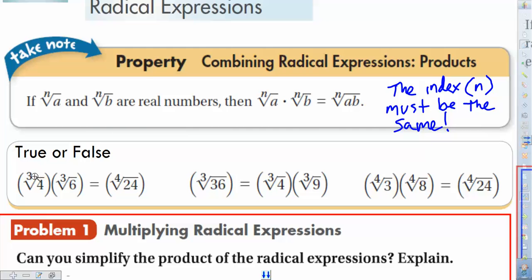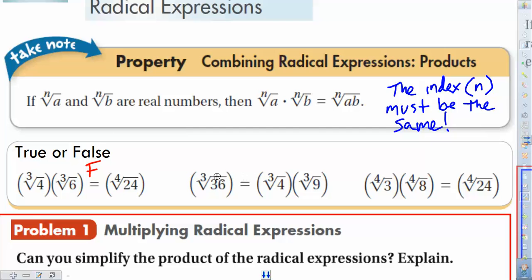So true or false, if you look at this one on the left, if I have a cube root of 4 times a cube root of 6, is that actually equal to the fourth root of 24? Well, the correct answer there would be false, right? That's not true, because going back here, the indexes have to be the same. In fact, what would be wrong about this, and how we could correct this mistake: the indexes are the same, they're both 3's, so we could easily fix this problem by saying that that would be the cube root of 24. That would actually be true. Cube root of 4 times the cube root of 6 would be the cube root of 24.